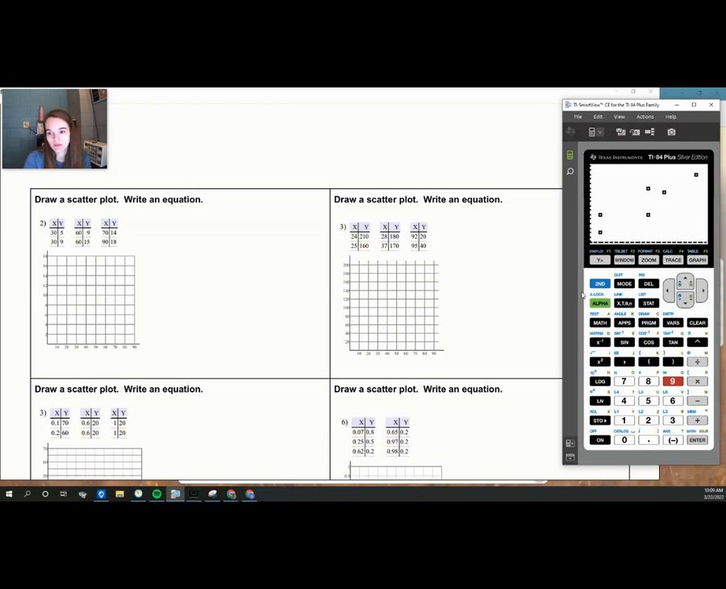All right, now, we need to turn diagnostics on. Remember, we only have to do all this stuff one time. So mode, go down to stat diagnostics, and we're going to turn it on. Okay, now we're ready to actually calculate. So we're going to do linear first by pressing stat over to calculate, and we want number 4. All the way down to calculate. All right, r squared does not look very strong, but I guess we'll see, won't we?